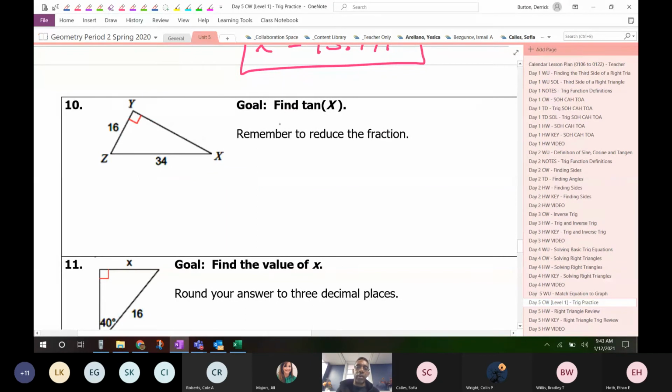All right, be careful. Again, they're not asking us to find the value of x. They're asking us to find the tangent of x. So tangent is simply opposite over adjacent. That's all we're doing is setting up the fraction opposite over adjacent.